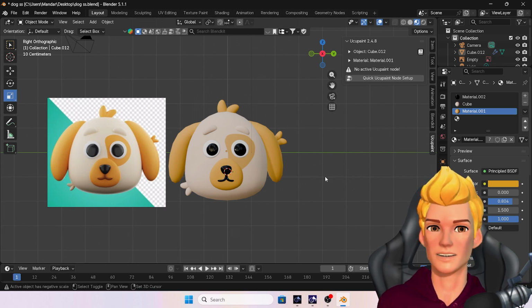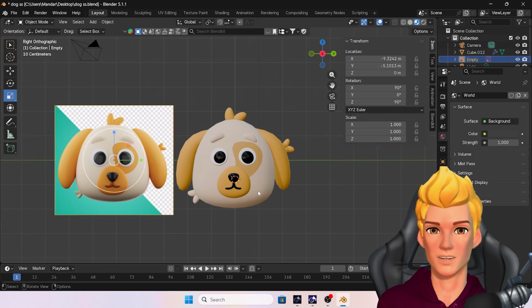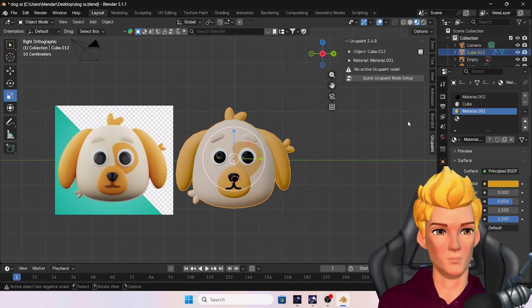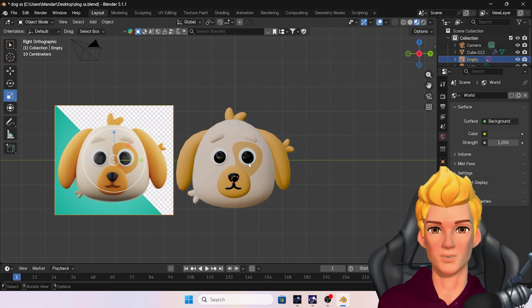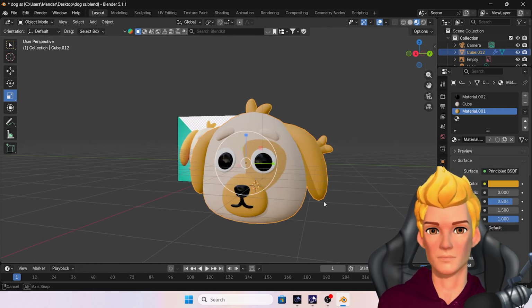Hello friends, that's it. So this was the reference I was using, and this is our model. This was the reference, and this is our model.